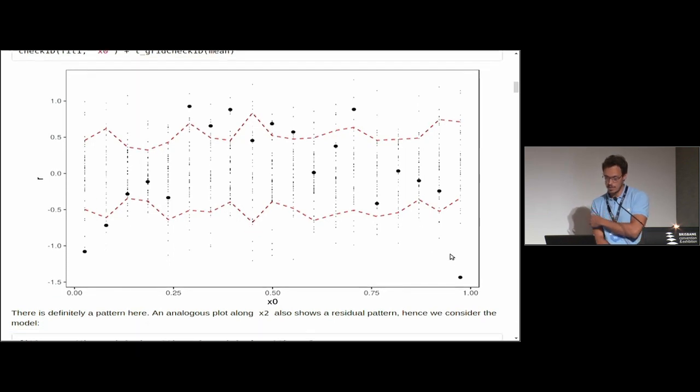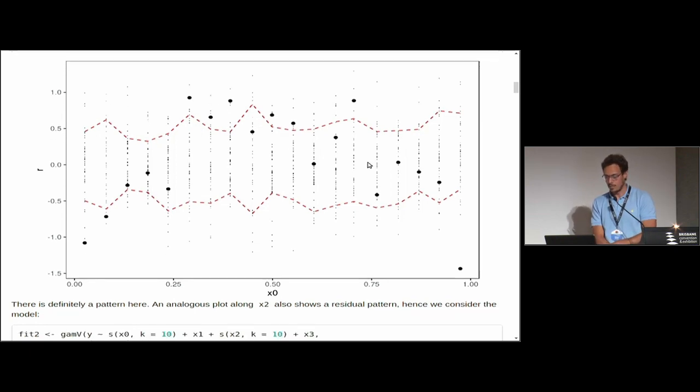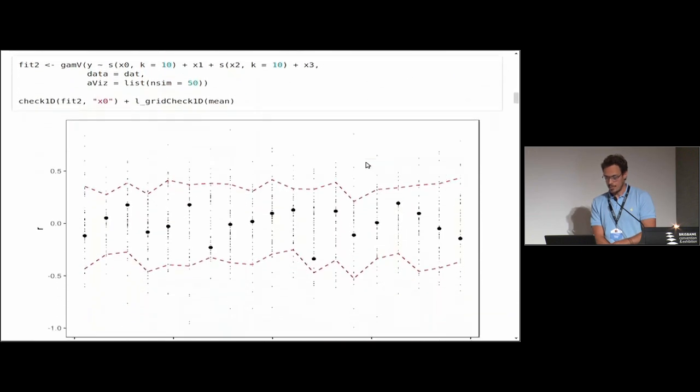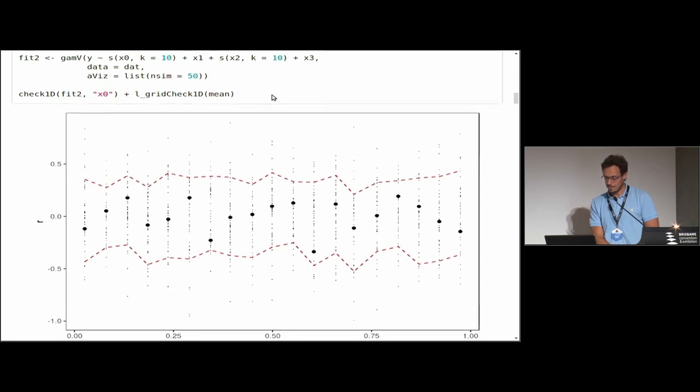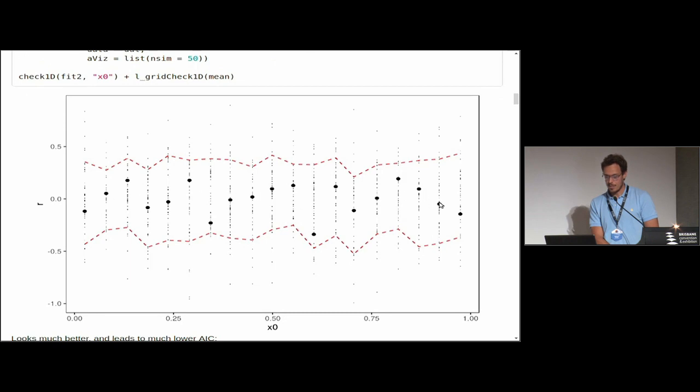If I look into this, I see that there is a quadratic-like behavior, and so I might think, maybe I should include a smooth effect for x0. You can do something similar for x2, and you will get a similar plot. So next, I substitute my linear effects for x0 and x2 with smooths with 10 basis functions. Everything else is just as before. If I repeat my check, now I see that my residuals don't show a clear pattern, and they fall well within the confidence intervals.